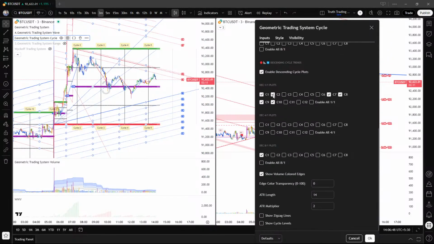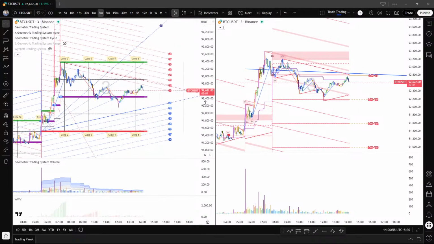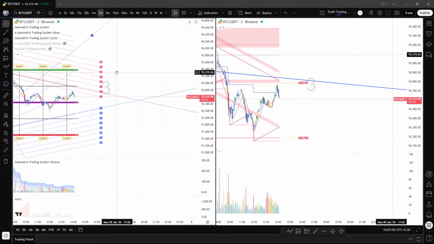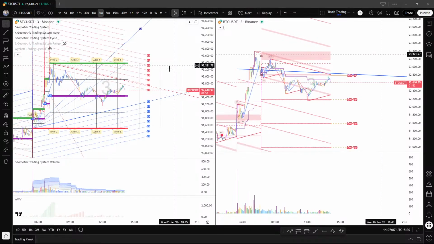Let me actually enable descending. So you see this triangle forming here, right? Continuation pattern. We'll see what happens.